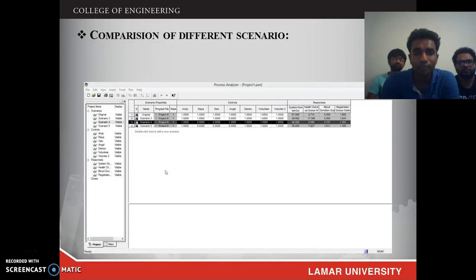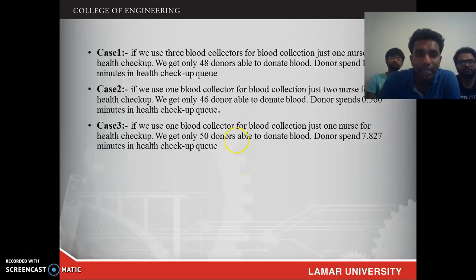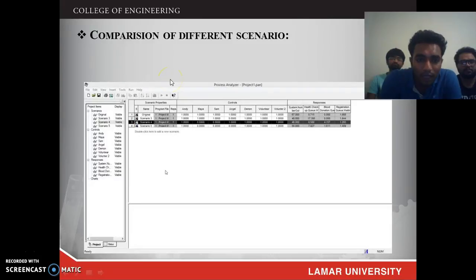Now let me consider three other scenarios with different resources. We use 2 nurses and 3 blood collectors in our original model, but let me change the number of nurses and collectors. In the first case, if we use 3 blood collectors and just 1 nurse for the checkup, we get only 48 donors donating blood, and donors spend 17 minutes in the health checkup. We get this data from the process analyzer by using different scenarios.